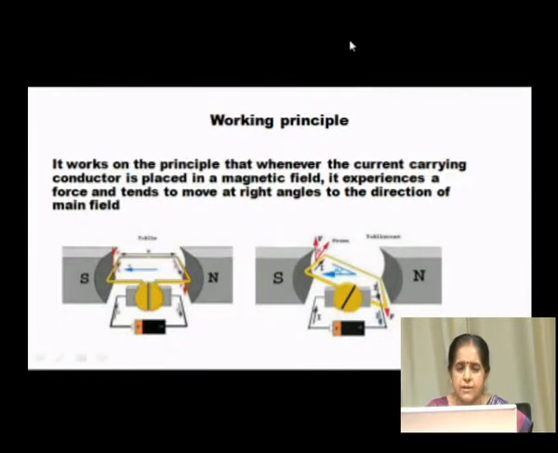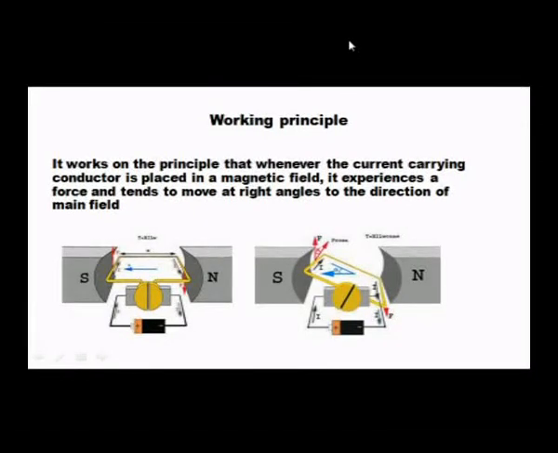Now let us see the working principle behind the working of the DC motor. It works on the principle that whenever a current carrying conductor is placed in a magnetic field, it experiences a force and tends to move at right angles to the direction of the magnetic field. This can be explained with this diagram. These are the two poles of the magnet, the south pole and the north pole.